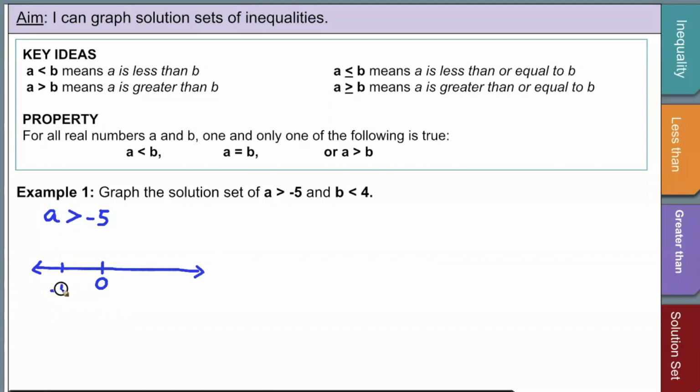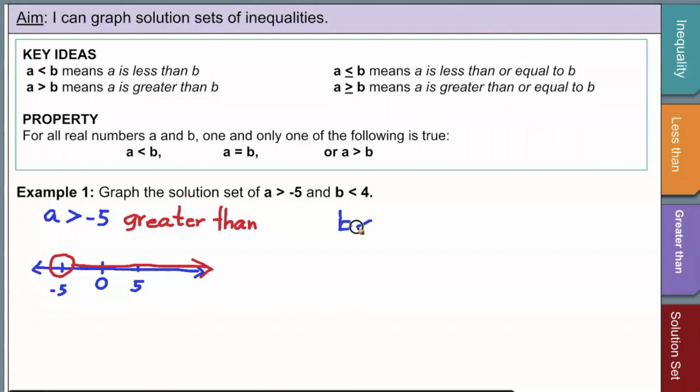Notice that we're drawing an open circle. This means that -5 is not in the solution set because -5 is not greater than -5. This means that the solution set of a greater than -5 is an infinite set of all numbers greater than -5. What about b less than 4?